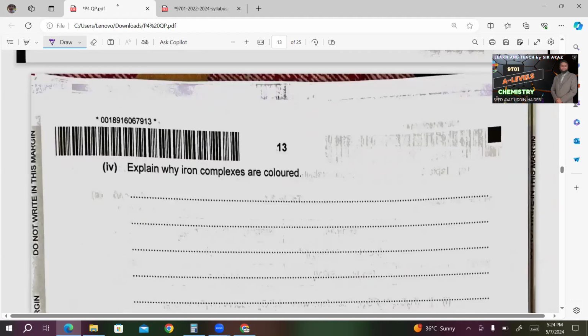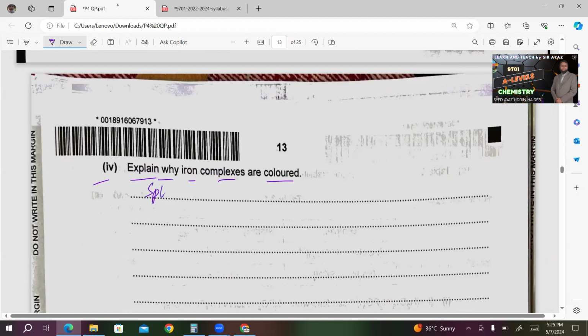Moving to next question. Number 4, explain why iron complexes are colored. That is due to splitting of degenerate d orbitals into 2 energy levels. And the reason is that electrons move to a higher energy state, they absorb energy or light in the visible region, and the colors observed are other than the absorbed colors.